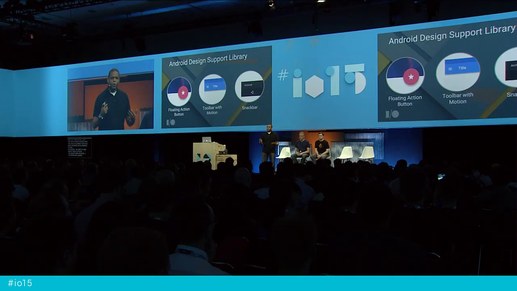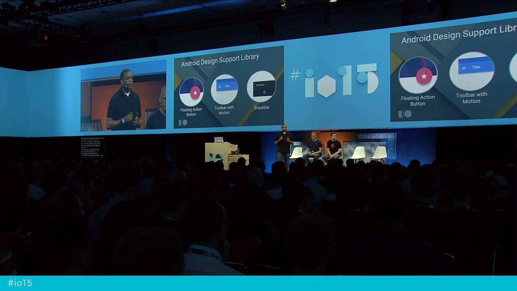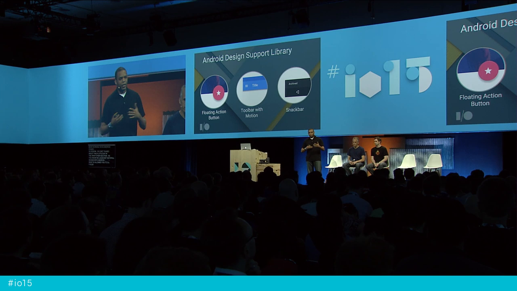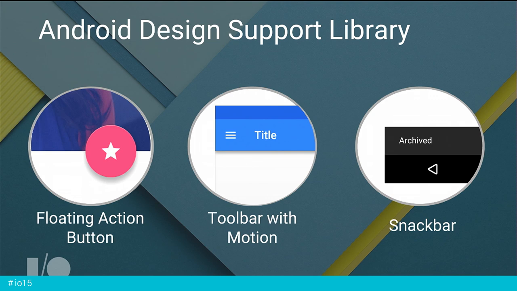So Chet talked about this a little bit in the What's New section. But as you know, we launched Material Design with Android 5.0. And I'm really excited about this Android Design Support Library, because what it allows you to do is really focus on your content. Instead of worrying about meeting the specs for material design, you can literally drag and drop these components into your application, and you're on your way to having a high-quality application.